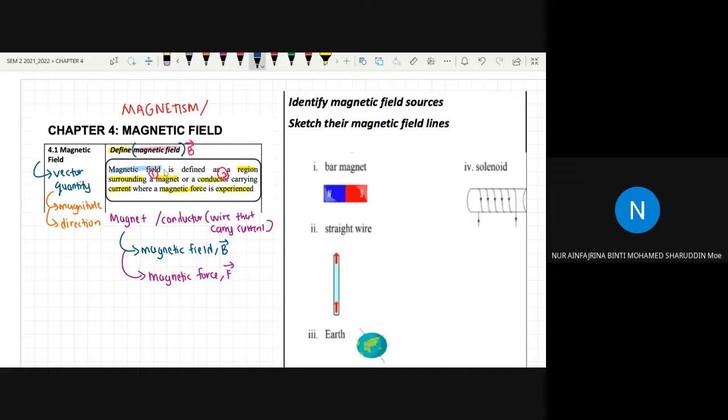Sekiranya awak faham dengan definition of magnetic field, tekan nombor 1 di chat box. Sekiranya tidak faham, tekan nombor 2 di chat box. Okay, great. Miss minta maaf kalau Miss ada batuk-batuk sikit tu.